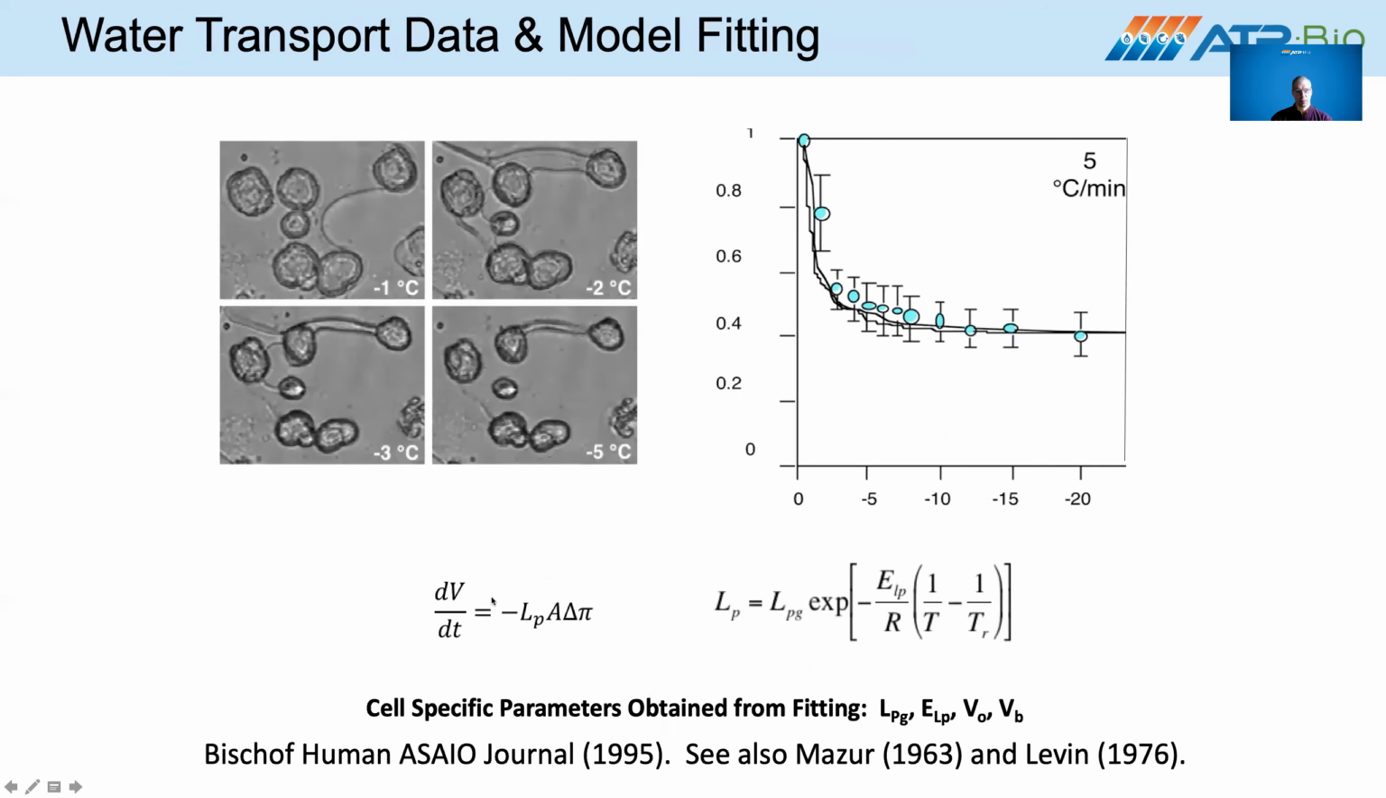So what does that look like for an example of data fitting? Here are some human hepatocytes. You've got ice crystals growing in, at -1, -2, -3, and -5, and you can see that they are shrinking.